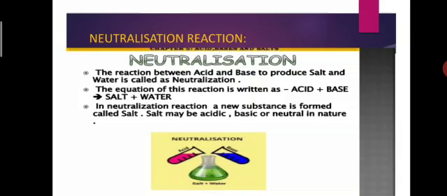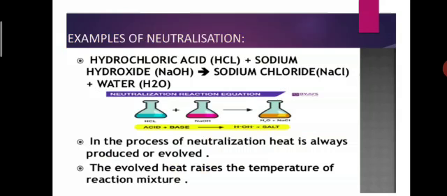Understand students, what is the neutralization process? When acid and base combine together, they form salt and some water. So they are known as neutralization reactions. See some examples of neutralization. Hydrochloric acid, that is HCl, when it reacts with sodium hydroxide NaOH, what does it give? NaCl plus H2O. So that is also a neutralization example. HCl plus NaOH gives NaCl, sodium chloride, that is salt, plus water.